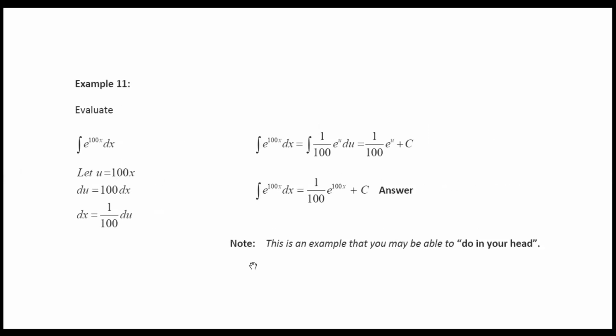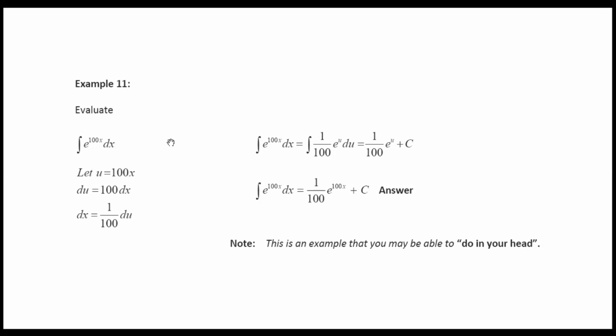Problem 11 actually drops back to another easy problem, just like the cosine of 5x was an easy problem. The integral of e to the 100x is not e to the 100x. We told you something earlier: the only thing whose derivative is e to the x is e to the x, and the only thing whose antiderivative is itself is e to the x. So based on what we've said before, this is not e to the 100x.